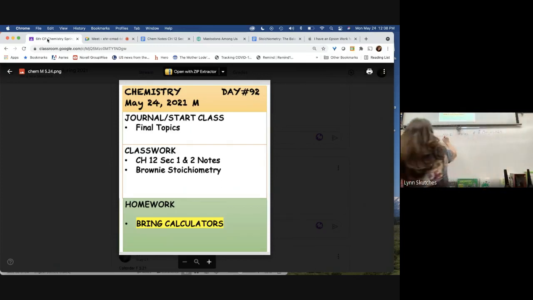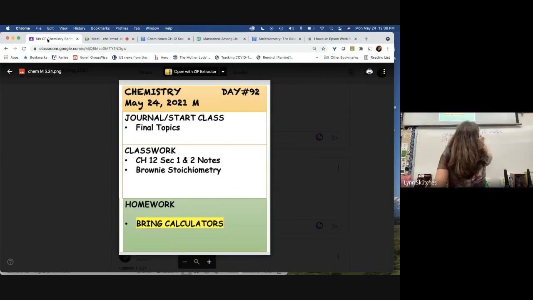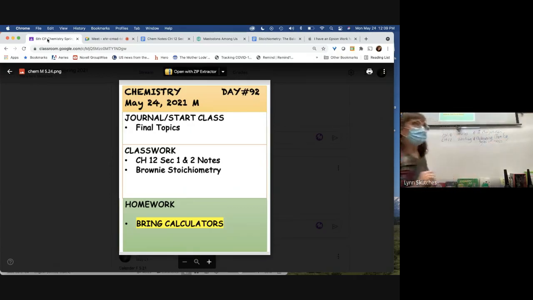Chapter 11 was the stuff we've been spending quite a bit of time on, writing and balancing chemical equations. Knowing what types of equations, what types of reactions, endothermic, exothermic, combustion, synthesis, decomposition, all that stuff. And that also was the net ionic equation stuff.